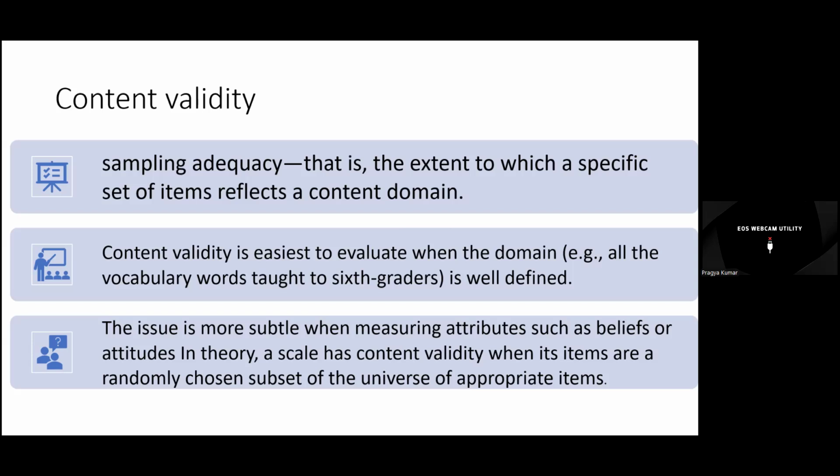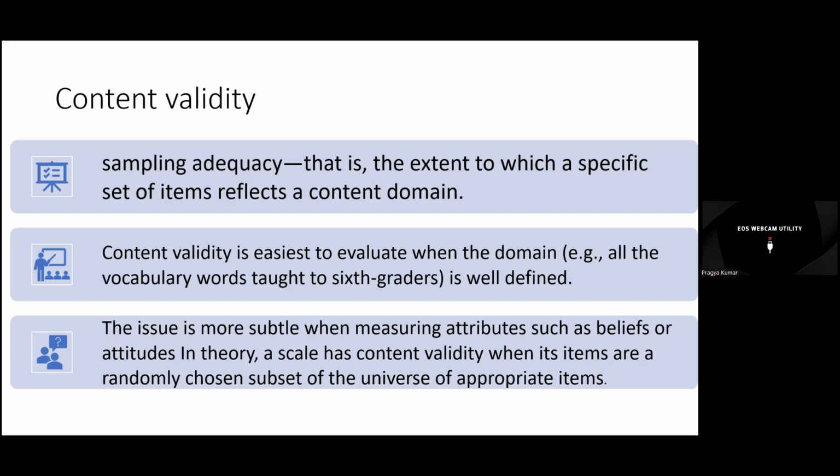The second is that content validity is easiest in many contexts where it is well defined. This example is given in Robert: all the vocabulary that should be taught to a 6th grader is very much defined. That is again the content validity. But in the case of a scale, you have to do it.